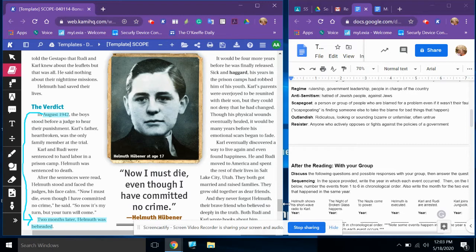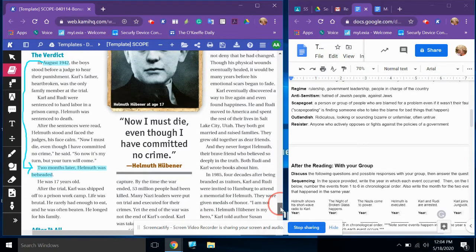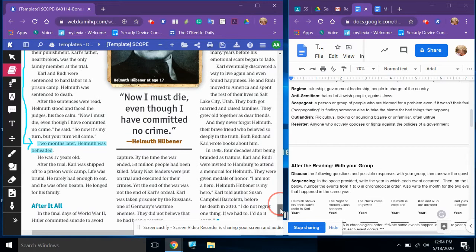Karl eventually discovered a way to live again, and even found happiness. He and Rudy moved to America and spent the rest of their lives in Salt Lake City, Utah. They both got married and raised families. They grew old together as dear friends, and they never forgot Helmuth, their brave friend who believed so deeply in the truth. Both Rudy and Karl wrote books about him.